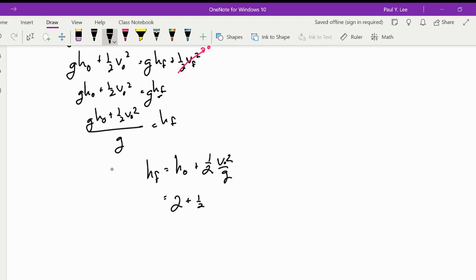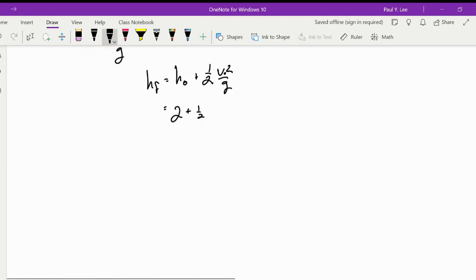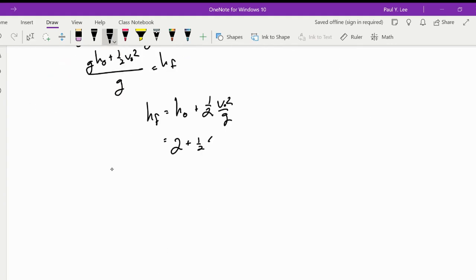2 plus 1/2, our initial velocity, what was it? 10. So 10 squared gives us 100. 100 divided by 10 divided by half, that's 5. So that's 2 plus 5, and so our final height is 5 meters. All right, we did it. That's the answer for A.